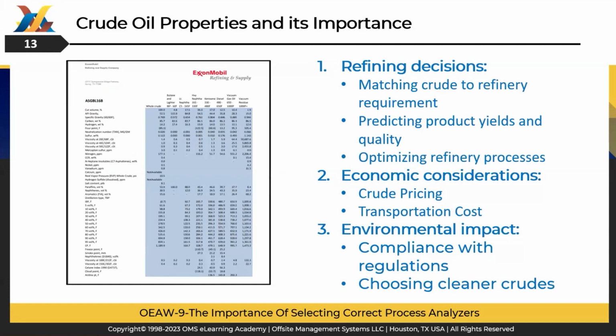Now, crude oil has a property and its importance. This is called crude assay. This is a chart from ExxonMobil. They have published all 100 plus types of crude oil on their website, and it shows that whenever a new crude is purchased, the refinery has to do a lab analysis, the crude assay, to analyze its distillation points and other properties to be able to decide whether the crude is feasible for the process units or not. And Ariel will talk a little bit more detail about that.